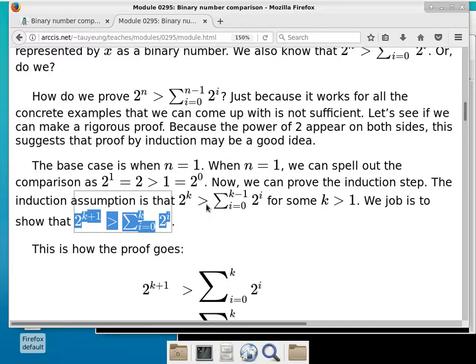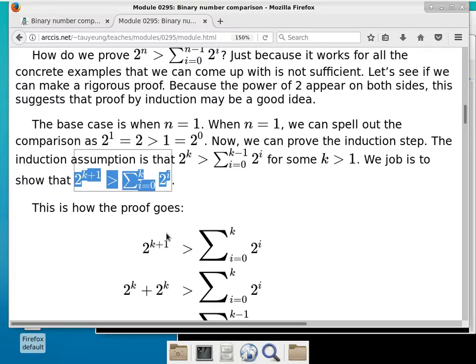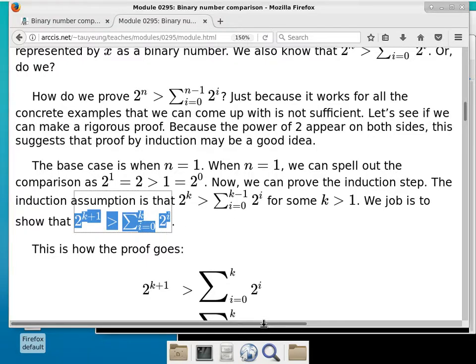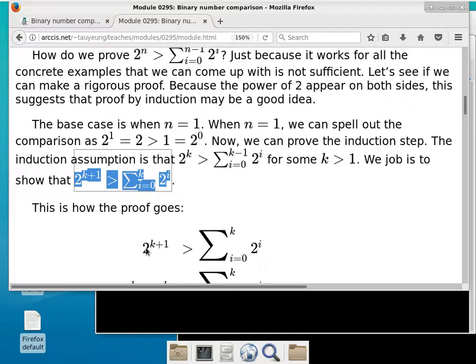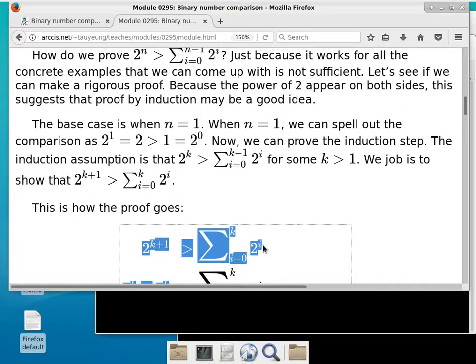Okay, so here's the proof. I'm going to scroll as we go, because I don't want to show you the entire thing; I just want to focus on one thing at a time. This is the theorem that we want to prove: that 2 to the power of k plus 1 is greater than the summation of i goes from 0 to k of 2 to the power of i. This is what we want to prove.